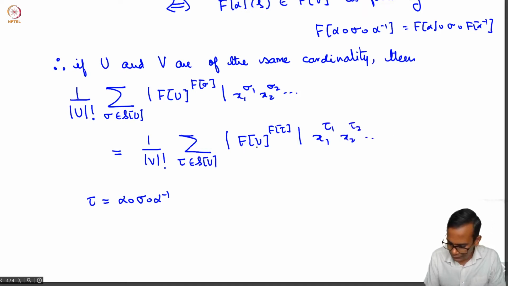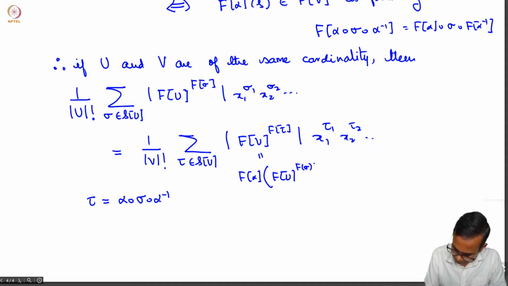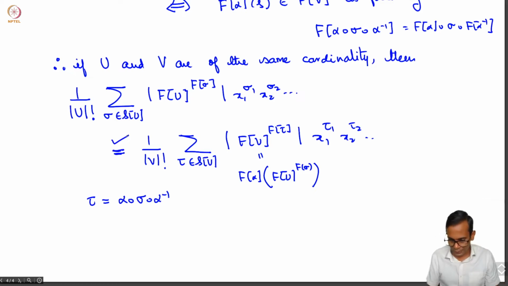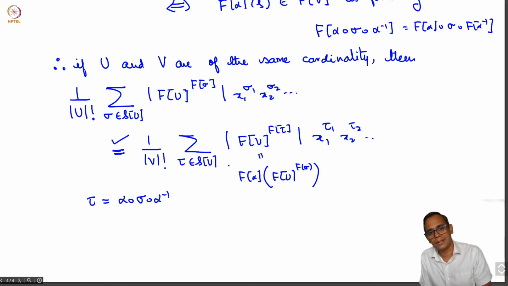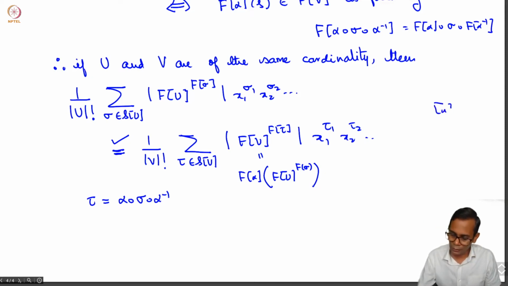But this set here is just F[alpha] of the fixed points of F[U] under F[sigma]. And so this cardinality is equal to this cardinality, and so here you have equality. And so whether you compute the nth term of the cycle index generating series using the set 1 to n or any set of cardinality n doesn't matter.